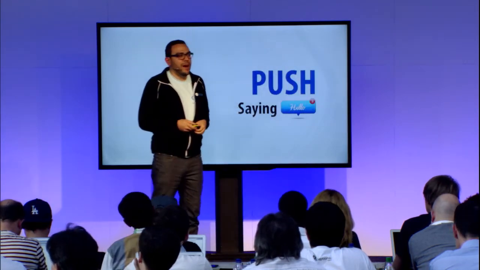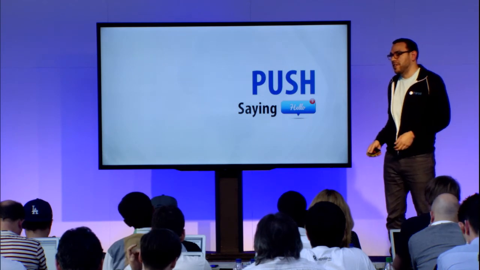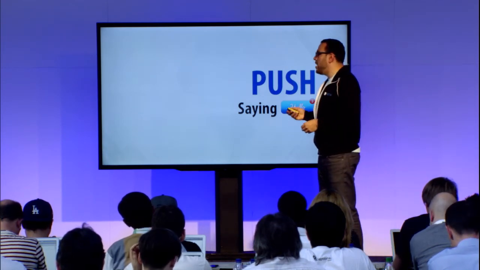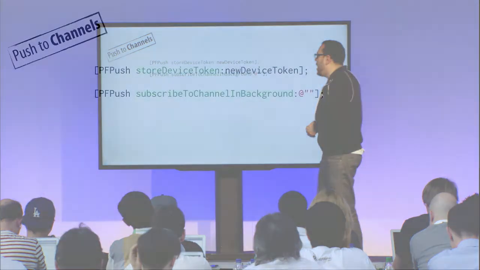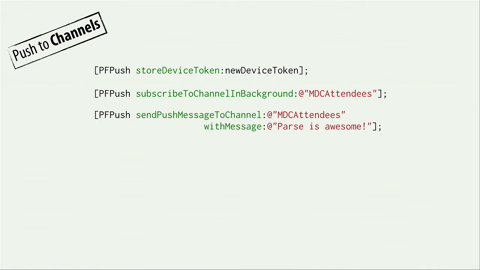So this is one of my favorite features of Parse, which is sending push notifications to your users. They are great for engagement. They keep your users coming back to using your app. And one way of doing it very easily is to basically use channels. So you can say, I'm targeting this specific group of people, in this case, Mobile DevCon attendees. So if I subscribe the user to that channel, if I want to send a message to everybody in that group, I just send a push to that channel, and everybody will get it.